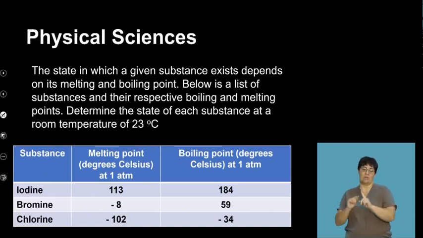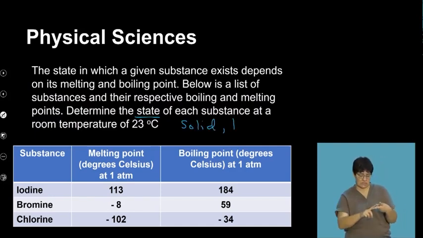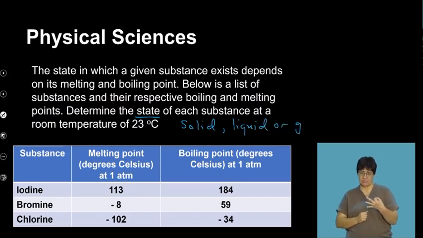Below is a list of substances and their respective boiling points and melting points. Now we want to determine the state. Remember, state is either solid, liquid, or gas, right? So we are given 3 substances at room temperature, which is 23 degrees Celsius.